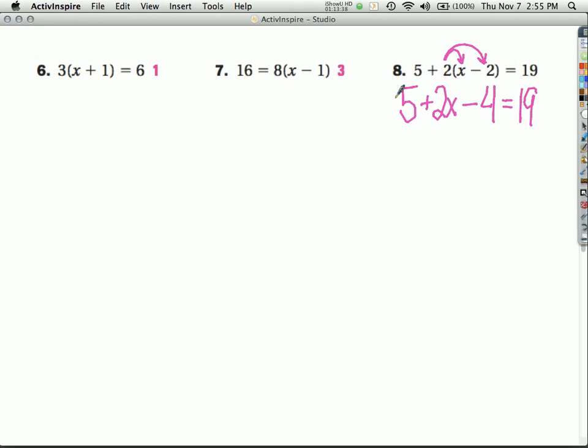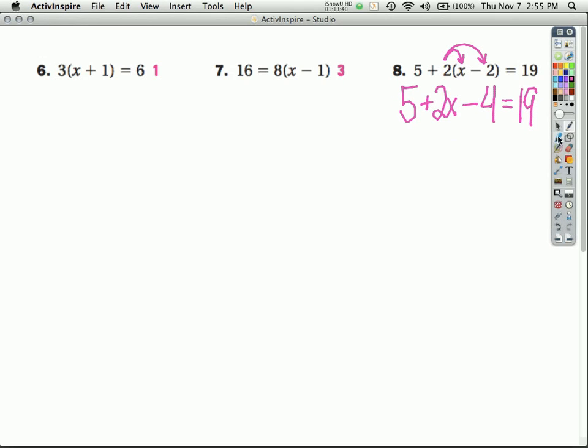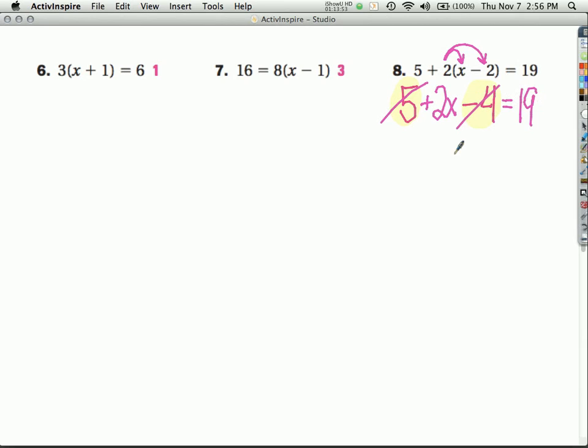Now we've seen something that looks like this before. We have like terms, a 5 and a negative 4. What do we get when we add 5 and negative 4? Isabel? 1. So these disappear, and we end up with 2x plus 1 equals 19. How many steps will it take from here? Yadesh? 2 steps. I don't even need to do them anymore. You should be so good at it from this point forward. Should be easy. Comments, questions on number 8?